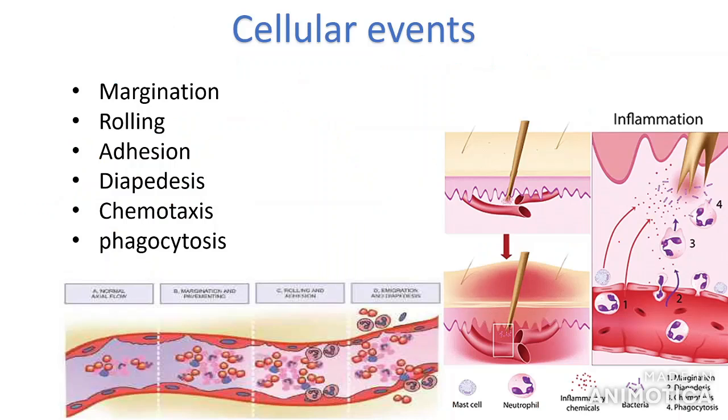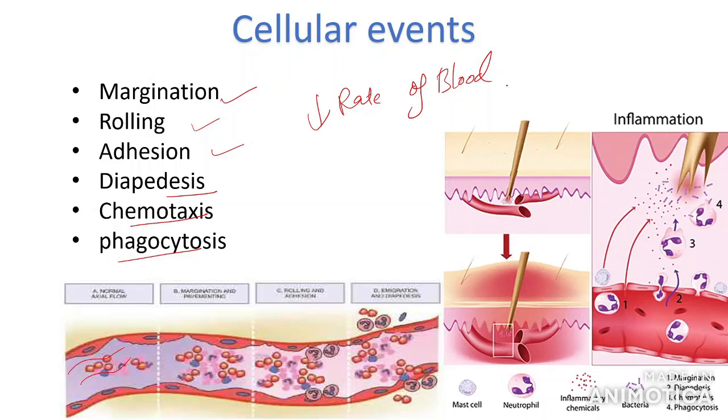Now let's talk about cellular events. In cellular events, the events marked are margination, rolling, adhesion, diapedesis, chemotaxis, and phagocytosis. Right. So usually there will be a normal axial flow of the blood. Everything will be normal. But once there is any inflammation, there will be a decreased rate of blood flow. So the immediate thing that we will see is stasis in the blood flow. That is a decrease in the rate of the blood flow.